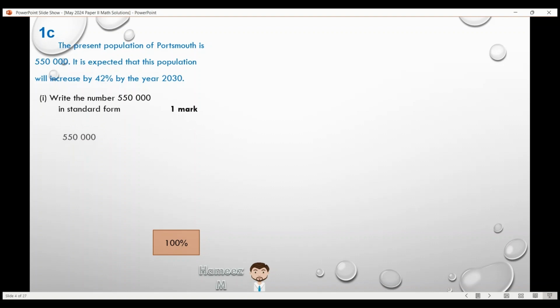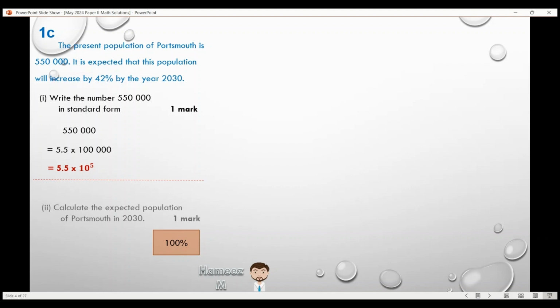So 550,000 is really 5.5 multiplied by 100,000. And if you want to double check that, look at the place value for the first number, the most significant number, 5. And that would be hundreds of thousands. So to write it in standard form, all we need to do is convert the 100,000 into a base form. So 5.5 multiplied by 10 to the power 5.